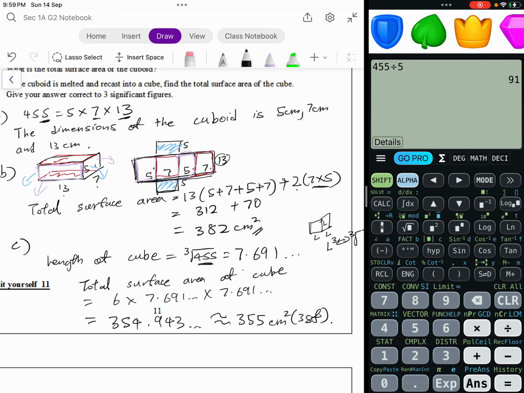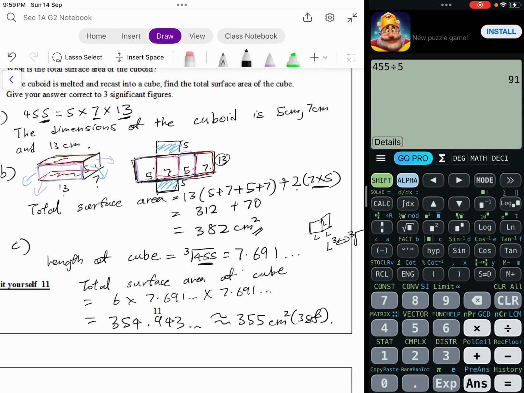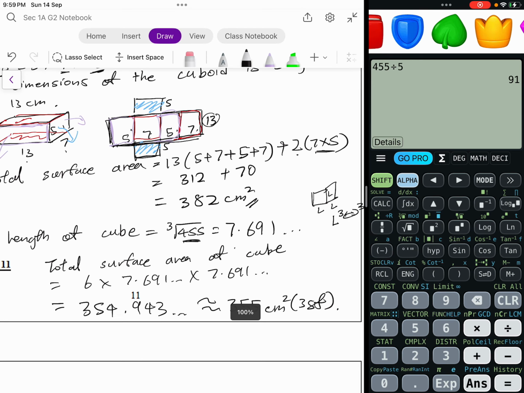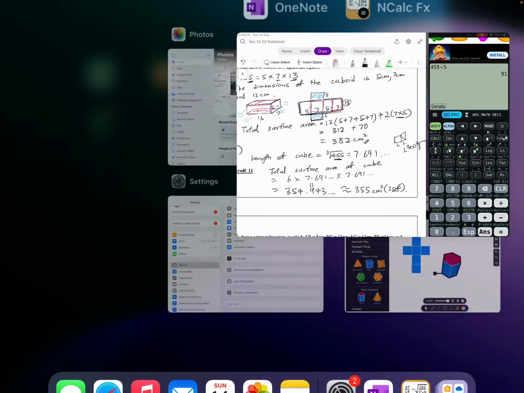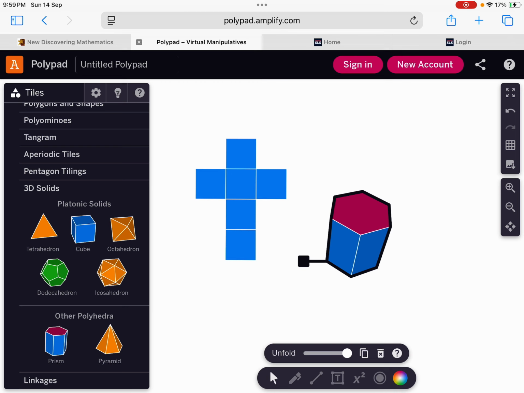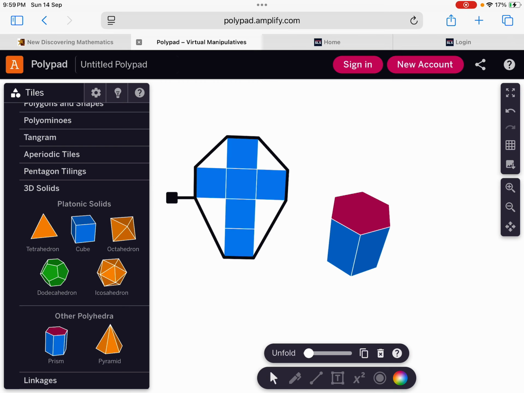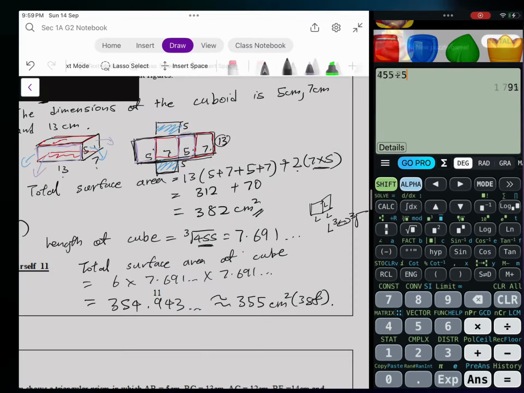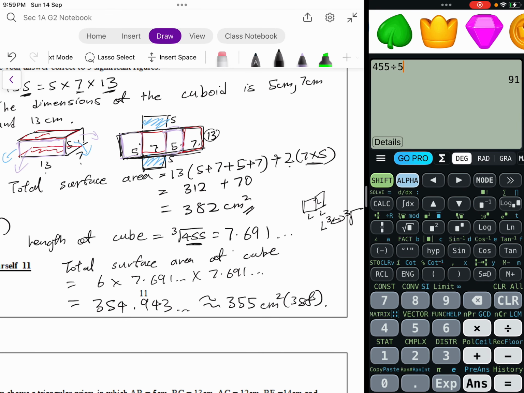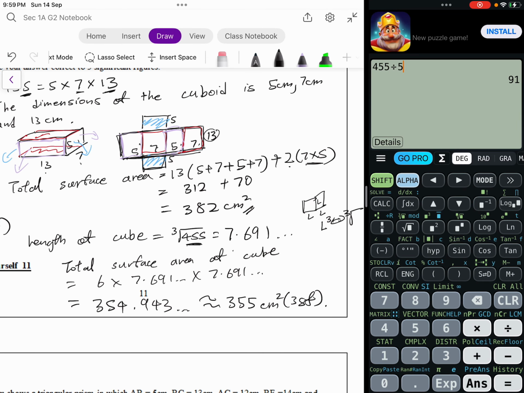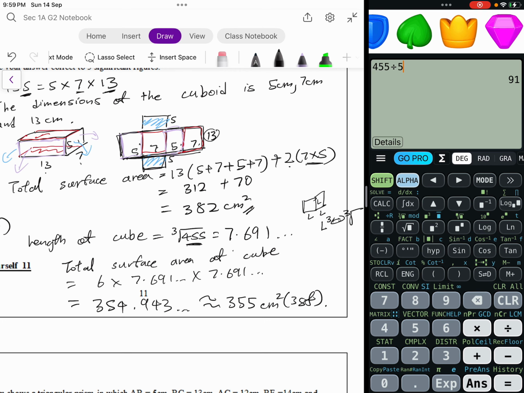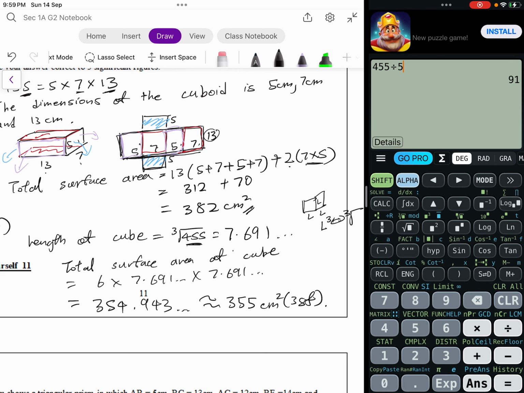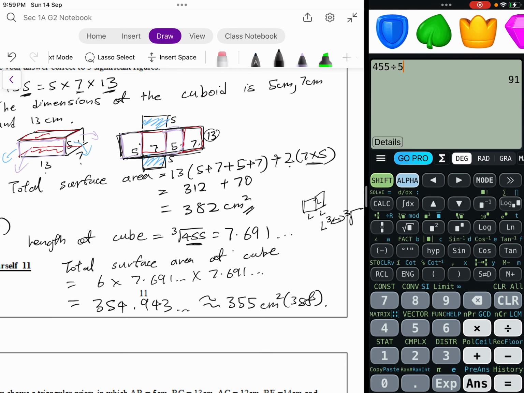Okay, remember. Now the total surface area of cube. If you remember, you have 6 squares in your net here. So you need to find the area of 1 square multiplied by 6, which is what I did. So 7.691 times 7.691 times 6, and you will get 354.943, round up to 3 significant figures, 355 cm squared.